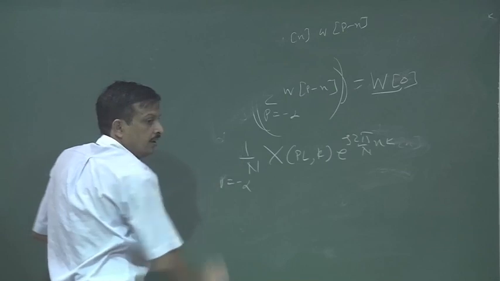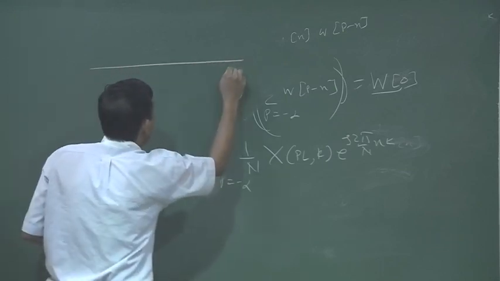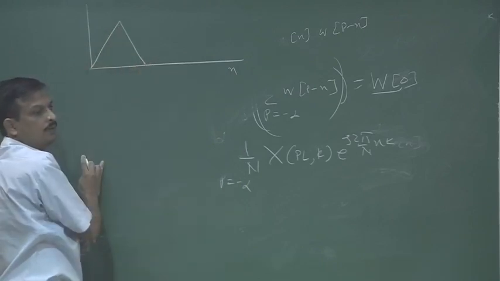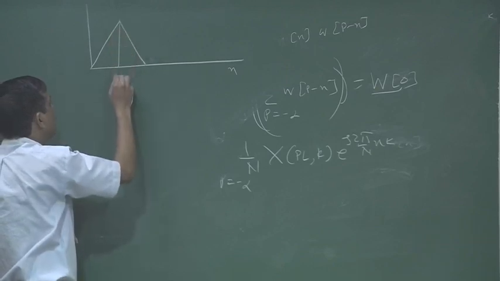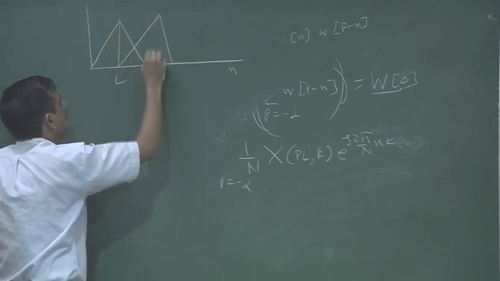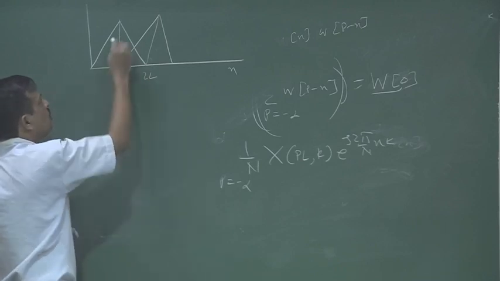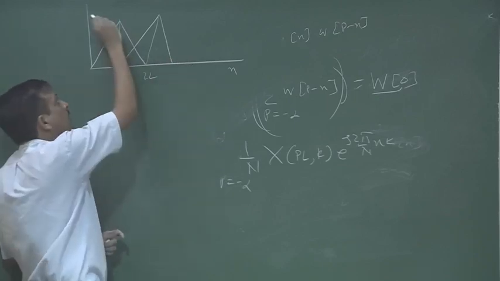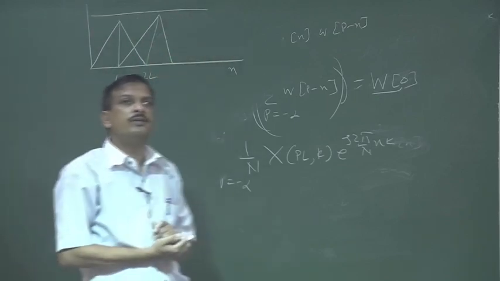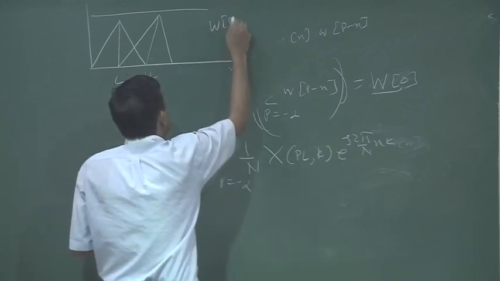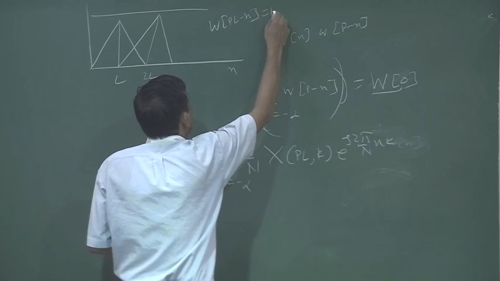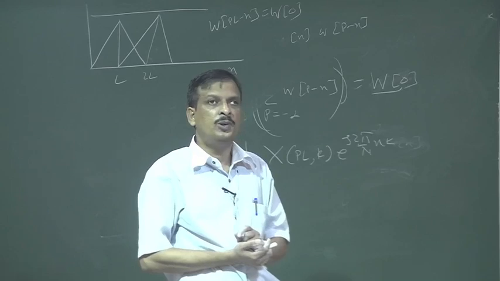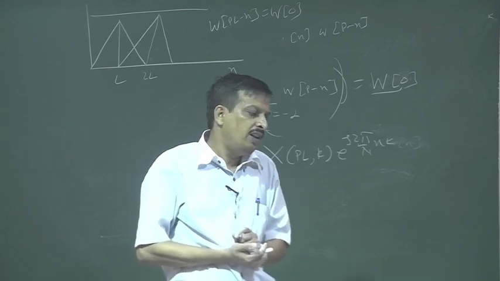Suppose this is my n, the number of samples. This is my first window. Let it be shifted by L; the second window will be here at 2L. So the sum of all analysis windows shifted by the time decimation factor must give me a constant, that is, the sum of w of pL minus n should be equal to some constant.